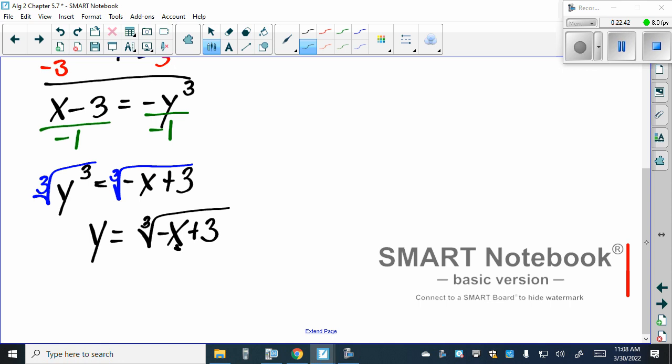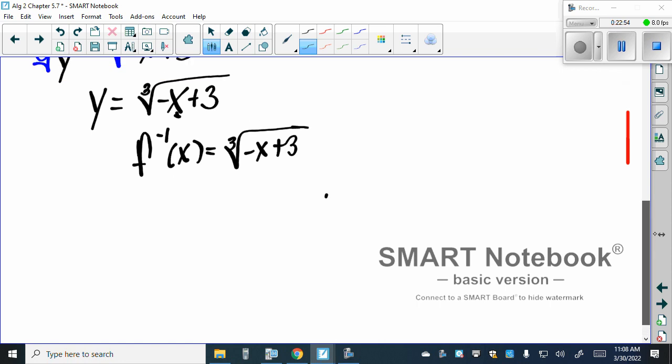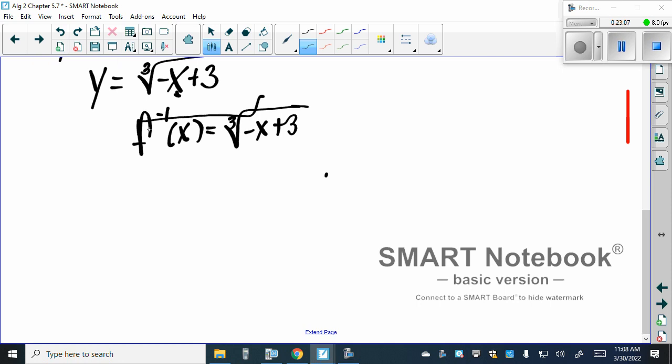Which just tells us that the inverse of this function, f inverse of x, is equal to the cubed root of negative x plus 3. Now, this one here, we don't need the plus or minus because of the fact that it's a cubed root. When we take the cubed root or an odd root of any number, we only end up with one real root. And this here would be our inverse.